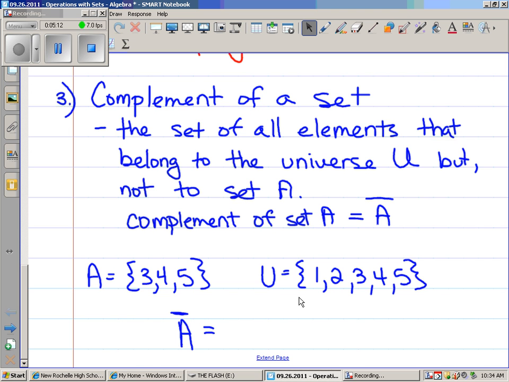So take a look. If this is the universe 1, 2, 3, 4, and 5, and here's set A, she's 3, 4, and 5. What's her husband look like? What's her complement look like? What is the complement of A, symbolized by A with a little bar on top of it? What would complete her so that they together form the universe? What numbers?